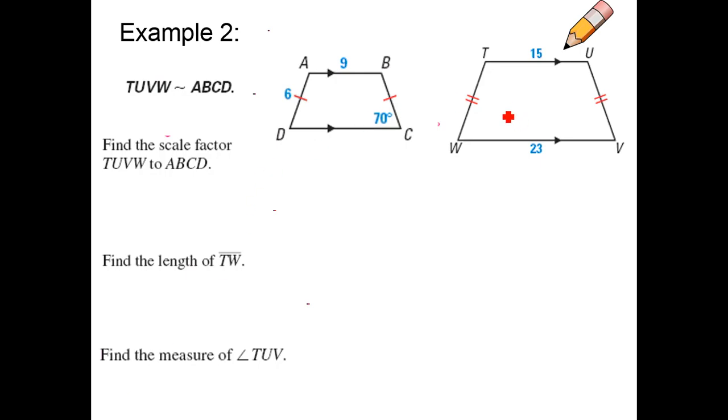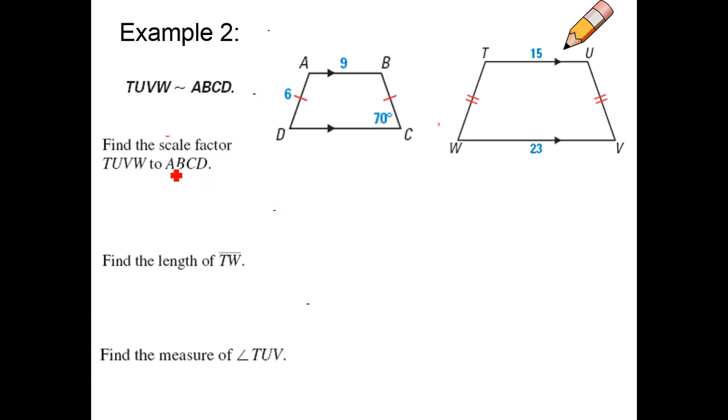This is a situation where we know for certain that these two lovely figures are in fact similar to each other. We have TUVW is similar to ABCD. These are trapezoids here. And it says that we are to find the scale factor of TUVW to ABCD. So the scale factor means basically comparing one to the other.